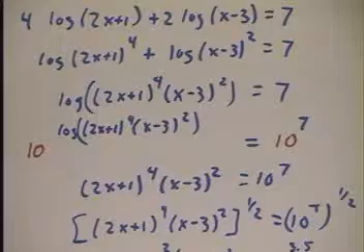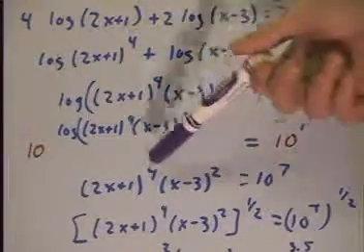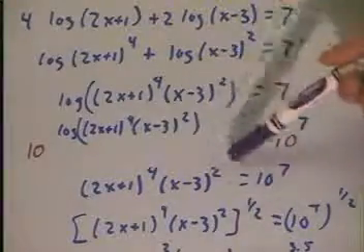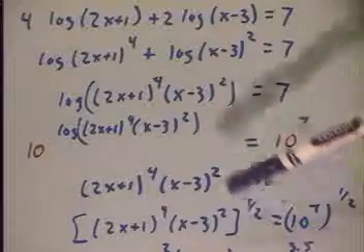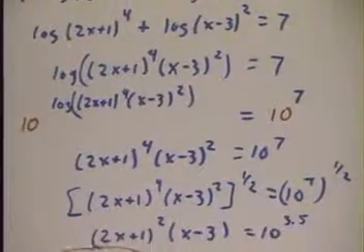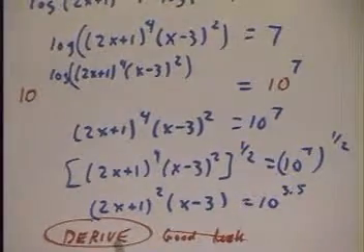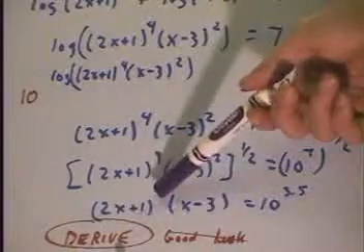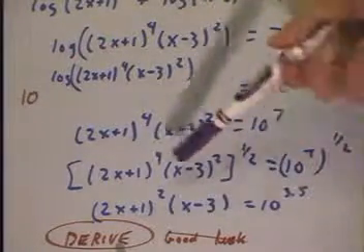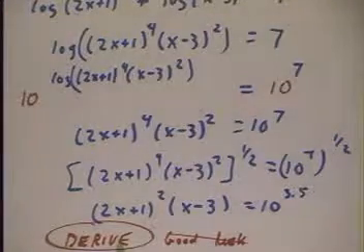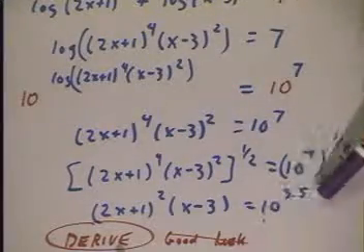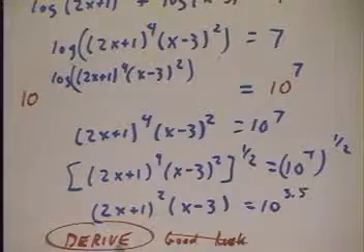Doesn't look too bad until we realize we can't solve it. So what do we do? Well, we notice these are both even powers. We could take the square root of both sides, and we could reduce these powers a little bit. So we do so. And we end up with (2x plus 1) squared times (x minus 3), taking the square root of the fourth and the second power, we get the second and the first power. And the 1/2 power of 10 to the seventh is 10 to the 3.5, laws of exponents.